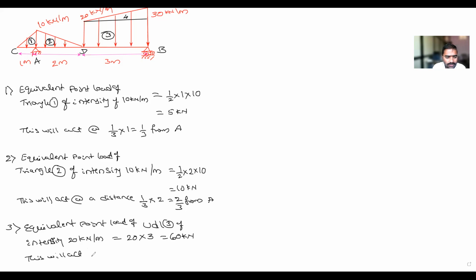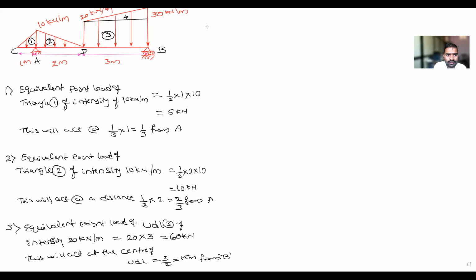Where will it act? At the center of the UDL. That is equal to 3 by 2, that is 1.5 meter. From which point? See, D to B is 3 meter. Center means from B or from D, both are correct. Are you getting it?